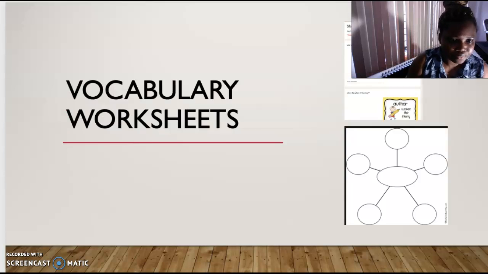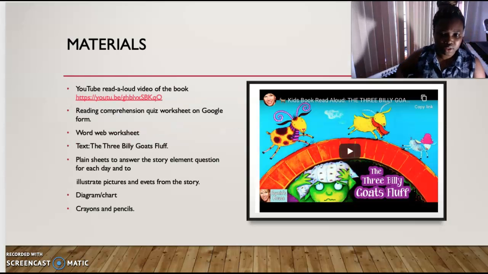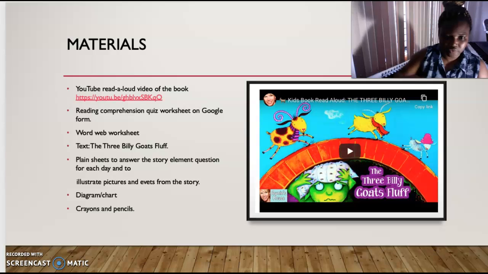And right here we have the materials. The materials we are using in this lesson are the YouTube video, the read aloud, the reading comprehension quiz worksheet, the word web worksheet, and the rest of the materials are listed here.